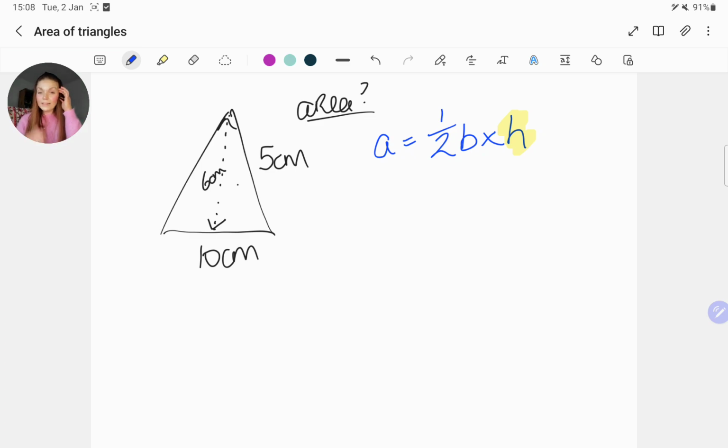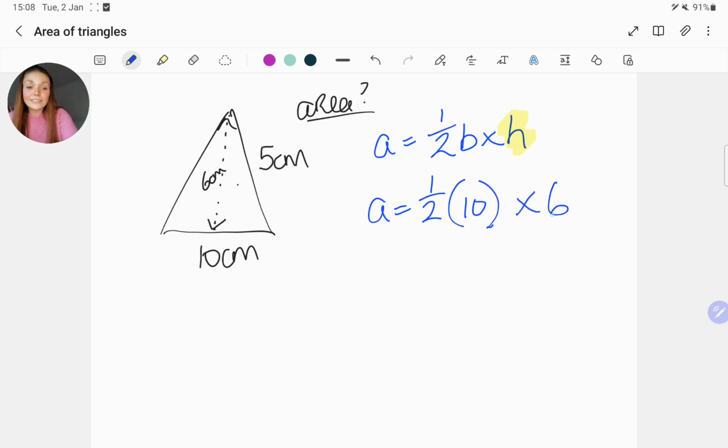So we have our formula. They're saying find the area. We're saying no problem. Area equals half the base times the height. What's special about the height? It's always the perpendicular height. So area equals half the base, which is 10, so half of 10, times the perpendicular height, which is 6.